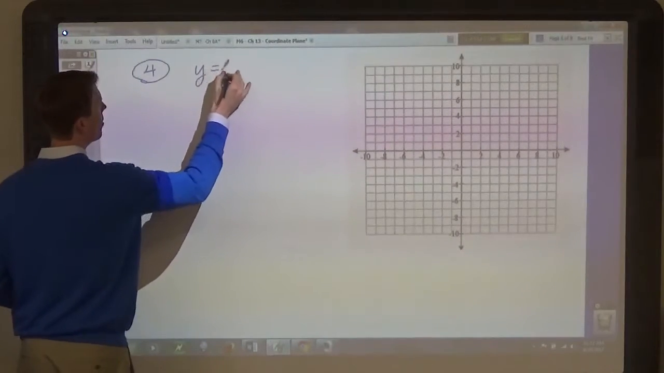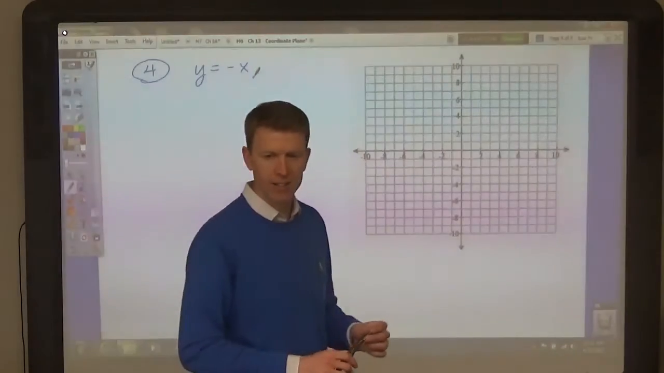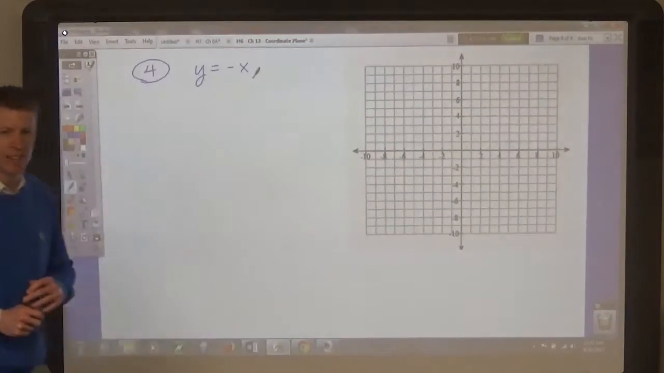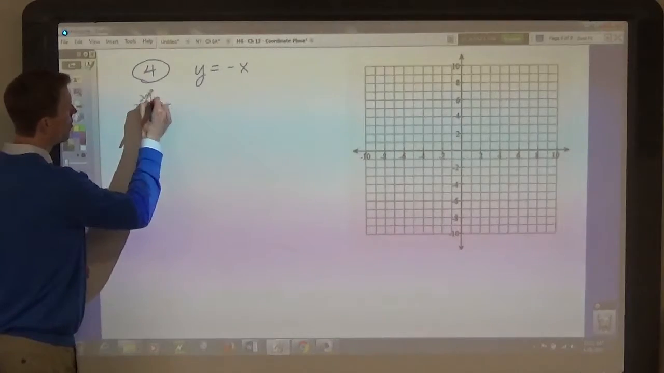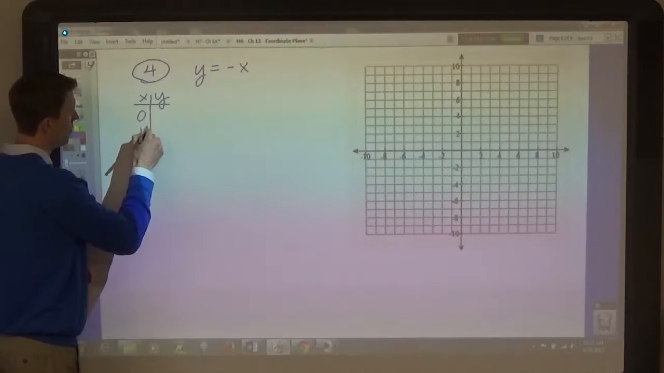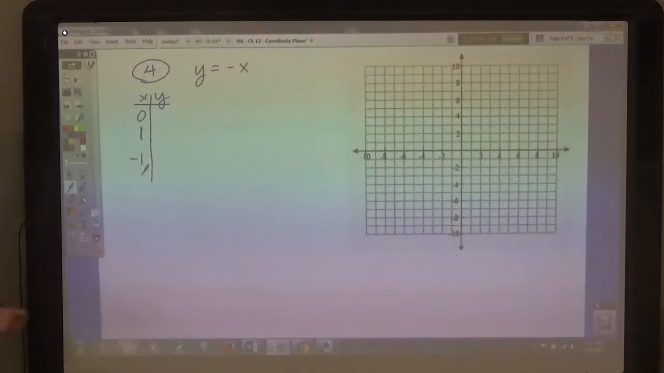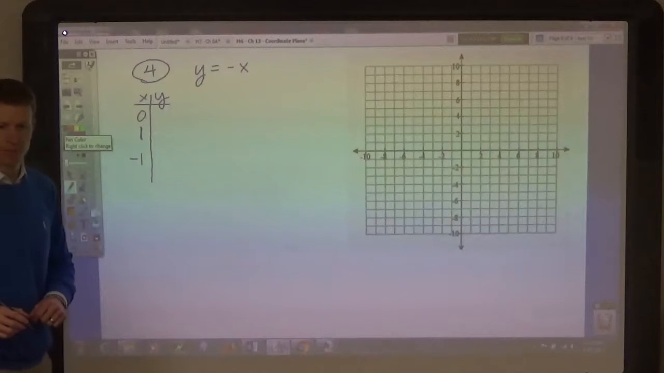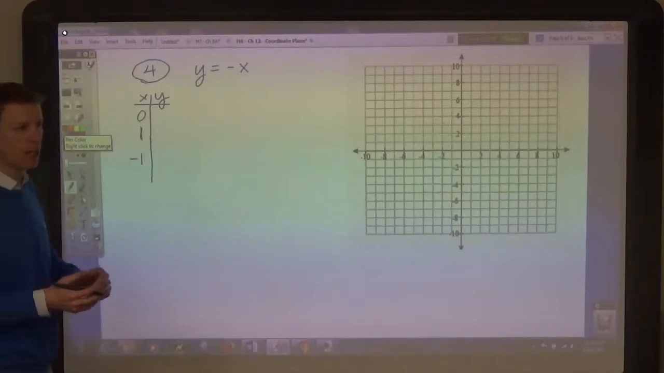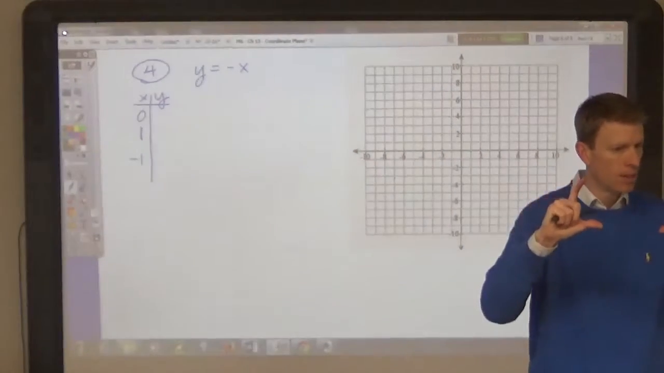Yeah, y equals negative x. There's no numbers. What do we do? It looks different. Is it really any different? No, not really. We can still use the same numbers for x that we want to: 0, 1, and negative 1. Now, here's something we have to do with this one, and it's a good idea to do this anytime you're substituting numbers in. Always put the numbers in what? Parentheses. Right.